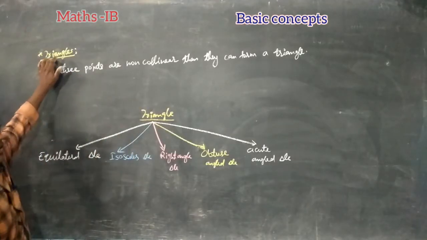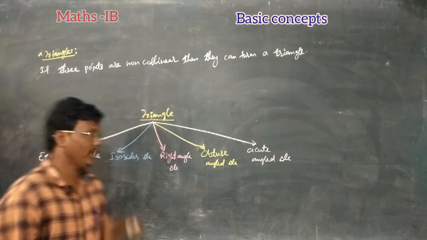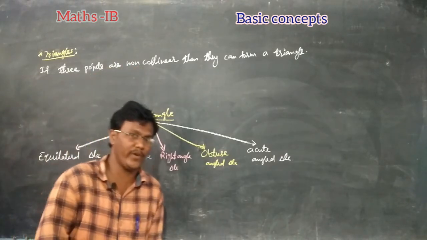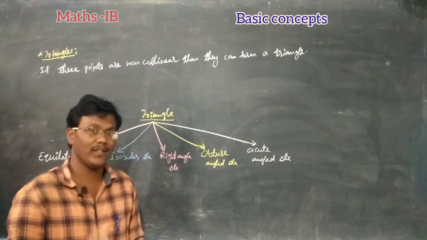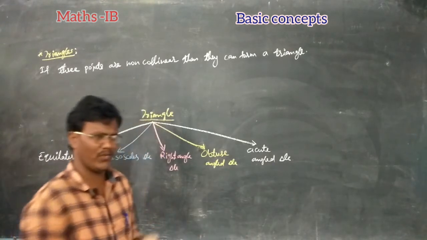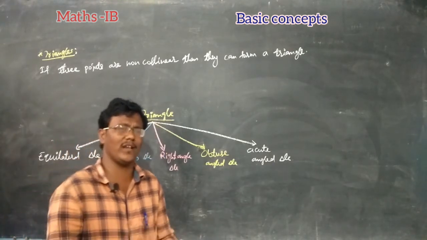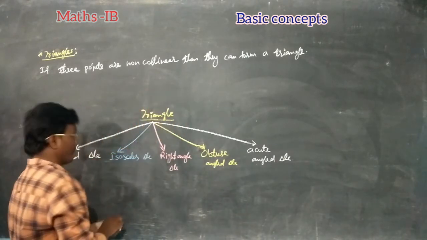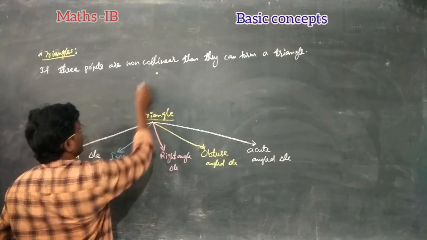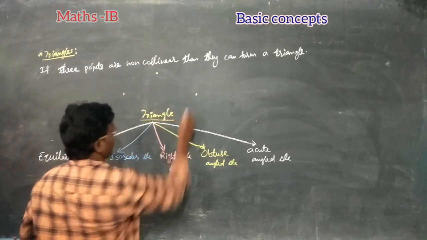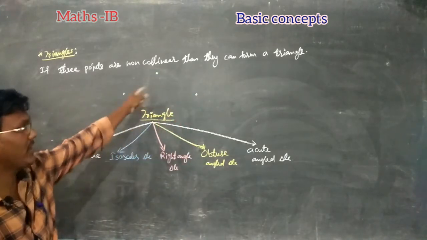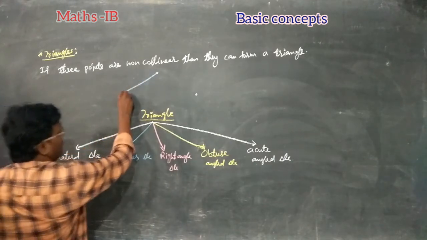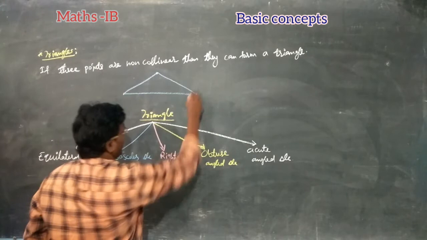Next, triangle. How to form a triangle? Very simple. If 3 points are non-collinear, then they can form a triangle. Non-collinear means, as I already told you, they do not lie on the same line. Suppose I am taking 3 points here. This is 1 point, this is another point, this is another point. So these are the 3 points. These 3 points are non-collinear, so they can form a triangle.